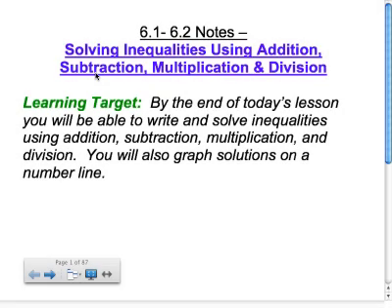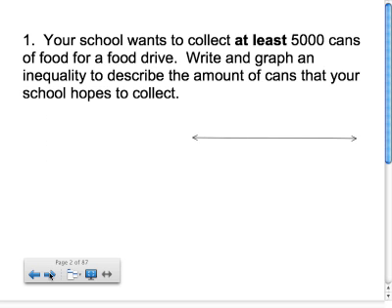As we dive into Chapter 6 here, we're going to take a look at Sections 6.1 and 6.2 combined. Both sections deal with solving inequalities. 6.1 is solving using addition and subtraction. 6.2 is multiplication and division. So these are one-step inequalities. Okay, pretty much as basic as we can get.